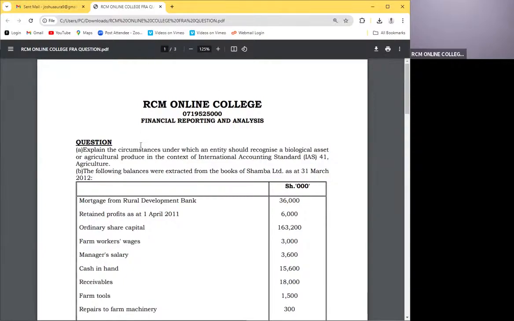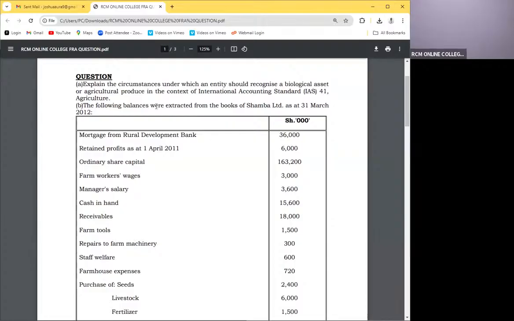So you're told here we want to start with part B. The following balances were extracted from the books of Shamba Limited as at 31st March. You can see mortgage from Rural Development Bank, retained profits, ordinary share capital. Farm worker wages, you can see these are indirect expenses.